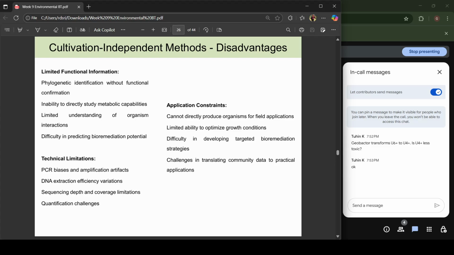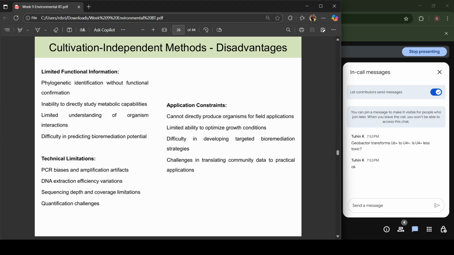In case of technical limitations, as we saw in the last lecture, we have PCR bias and amplification artifacts that can limit the results that we are getting. We can have DNA extraction efficiency, sequencing depth and coverage limitation, and quantification challenges. So all these technical limitations were discussed extensively in last week's session. And coming to the application constraint, we cannot directly produce organisms for field application.